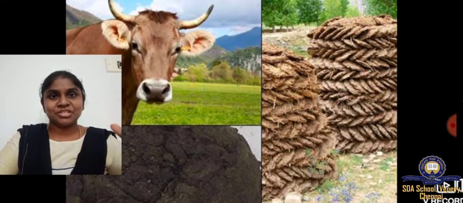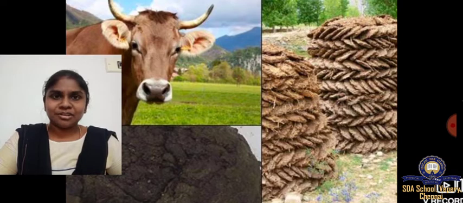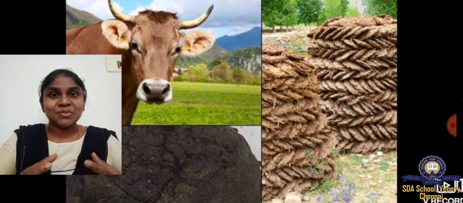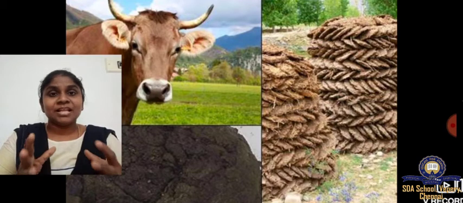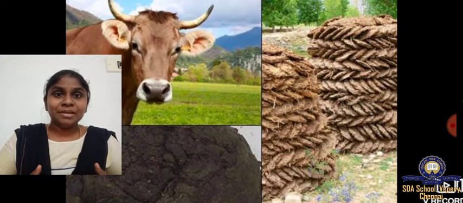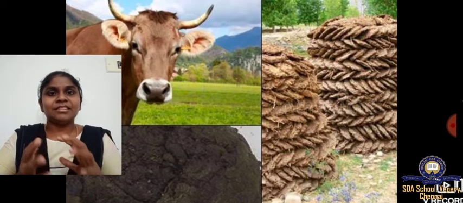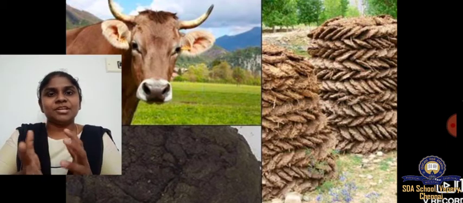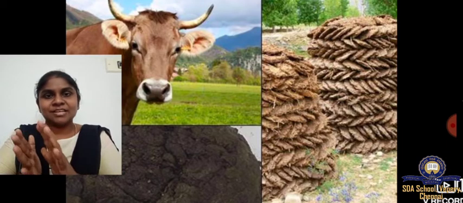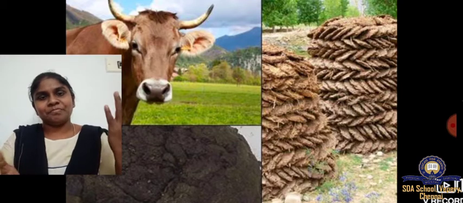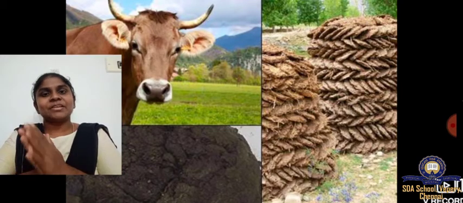The next picture, see. What do you mean by cow dung? Cow dung means maatu sanam. Okay, sanam, we call that as sani, right? Yes, cow dung means maatu sanam. People take the dung and mold it with the help of their hands, and they make it circular, and then they stick it on the wall.